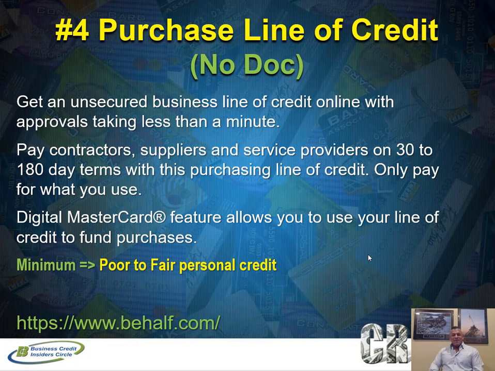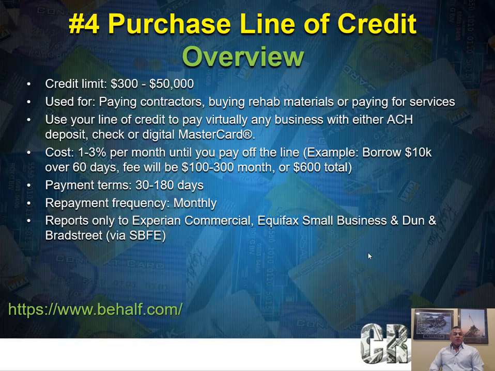So you go to behalf.com, B-E-H-A-L-F.com. You get $350,000. You can use this line to pay, like I said, for rehab materials, services, contractors. There's a cost, obviously, and they break it down in detail on the site. But here's just an example. If you borrow $10,000, your fee will be about $100 to $300 a month, $600 total over a 60-day term. You can pay back monthly. This only reports to the business credit agency, so it doesn't report to your personal credit.